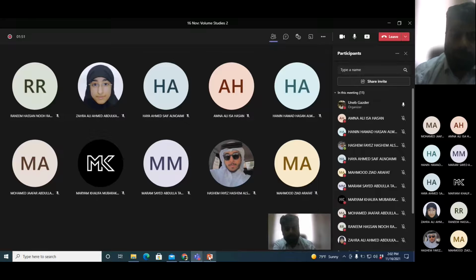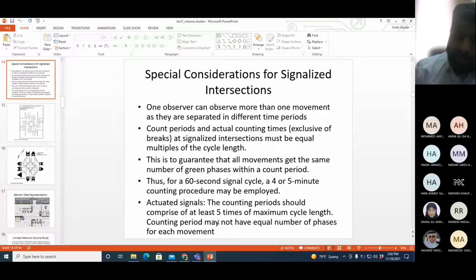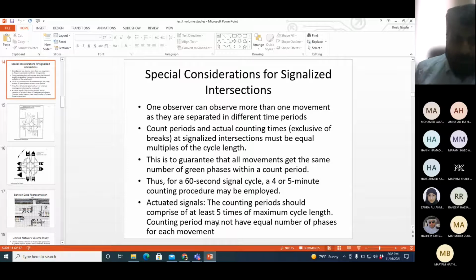Moving on with the topic of intersection counting studies. So we will discuss for a few minutes more on this topic, and then we will move on to some other types of counting studies.